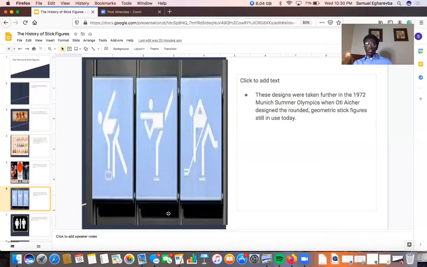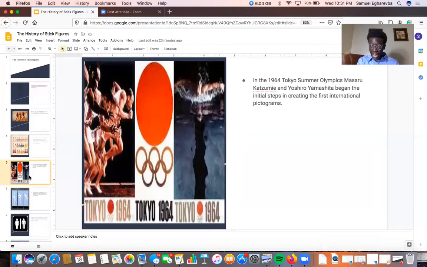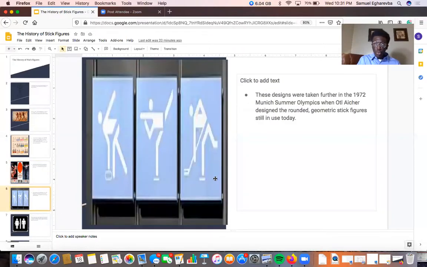Then in 1972, in the Munich Summer Olympics, Eicher designed these round geometric stick figures that we still use today. So we see someone here ice skating, and we see someone here who's playing hockey. And this was just an elaboration off of the initial pictograms that these two graphic designers had made in 1964, and it's just a little more advanced because you have more depth and more detail to these stick figures.